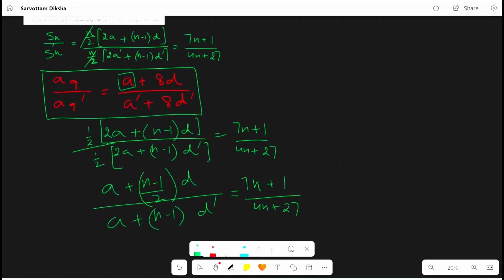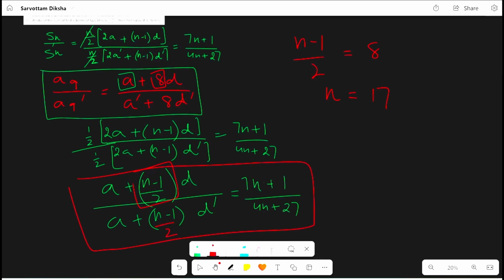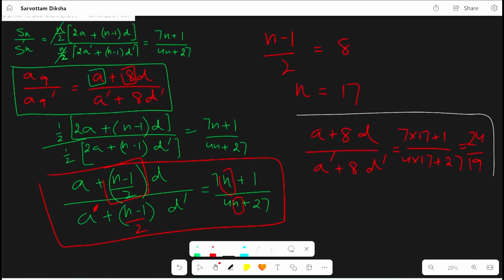And n minus 1 by 2, in place of n minus 1 by 2, I should have 8 over here. Now I will put n minus 1 by 2 as 8 and I will solve. I am seeing n is coming as 17. So wherever n is there in both LHS and RHS, I will put n as 17. So LHS definitely I will get what? A plus 8D, and this is A dash plus 8D dash. And on RHS what I am getting? So 24 by 19 is the answer.